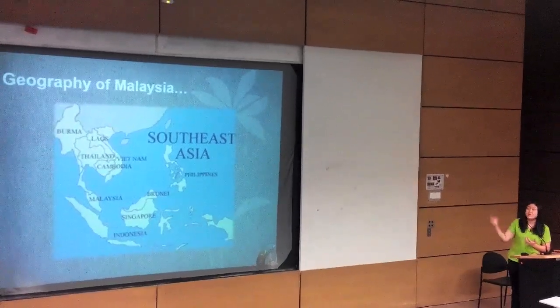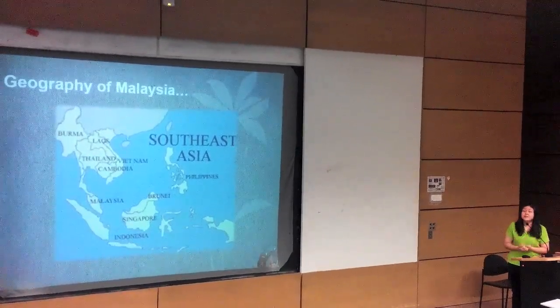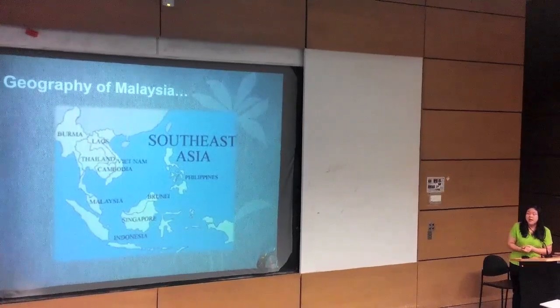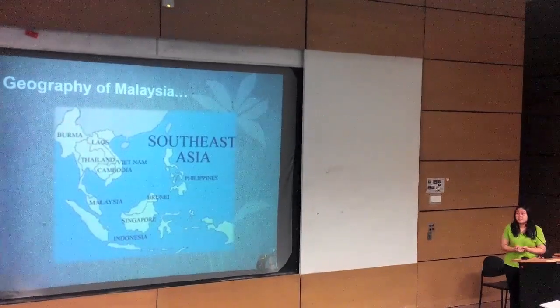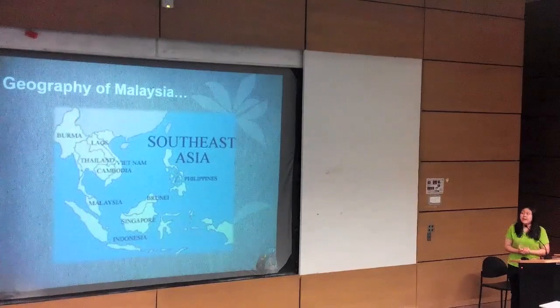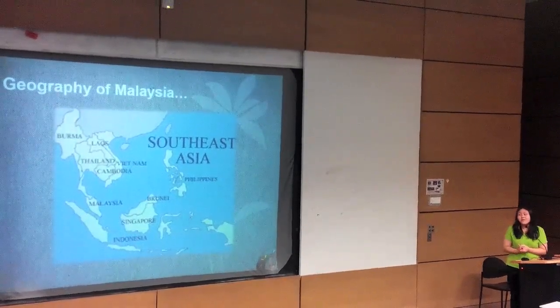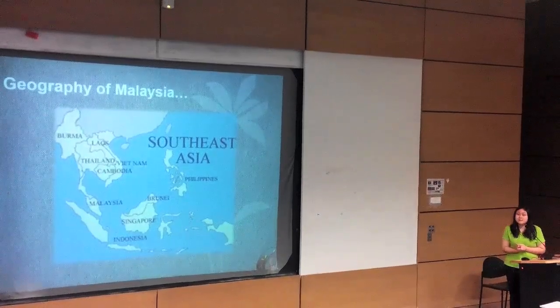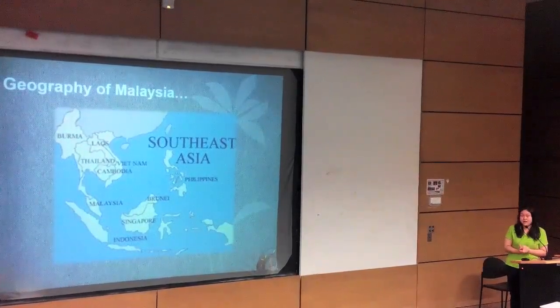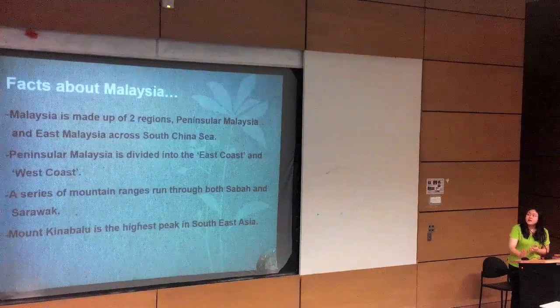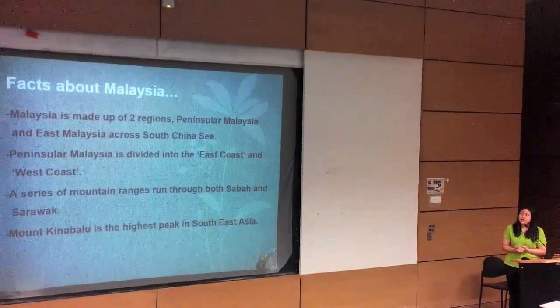As you can see from the map in the slide, Malaysia is located in Southeast Asia, and we have neighbor countries like Thailand, Vietnam, Cambodia, Philippines, Singapore, Indonesia, and so on. And for information, Brunei and Singapore used to be in Malaysia. And here are some facts of Malaysia.